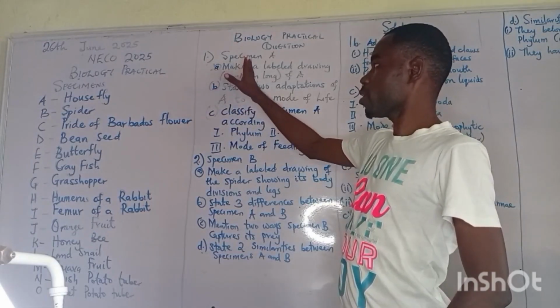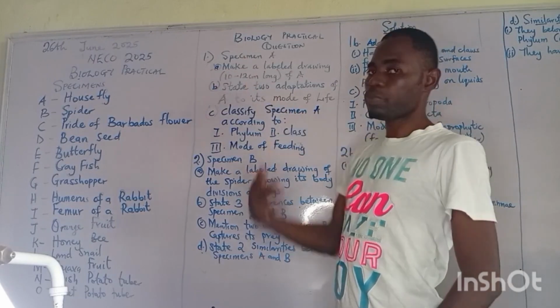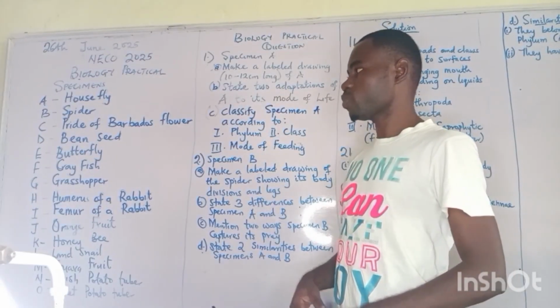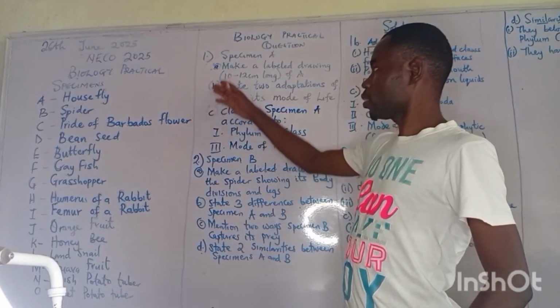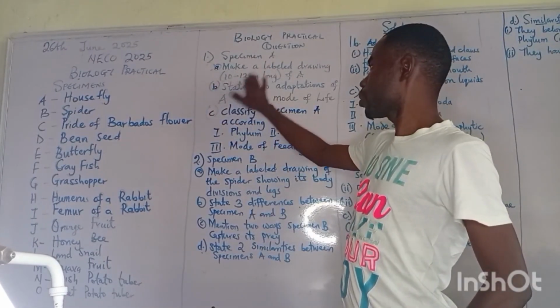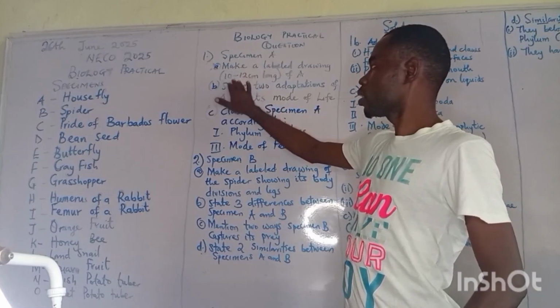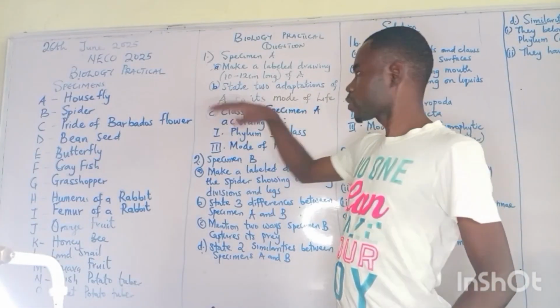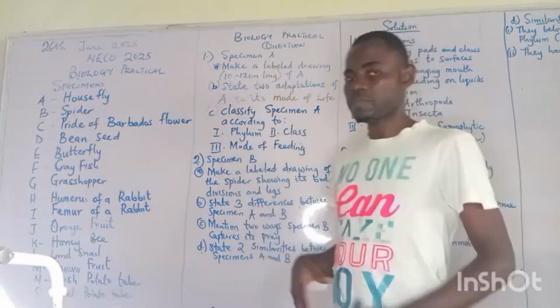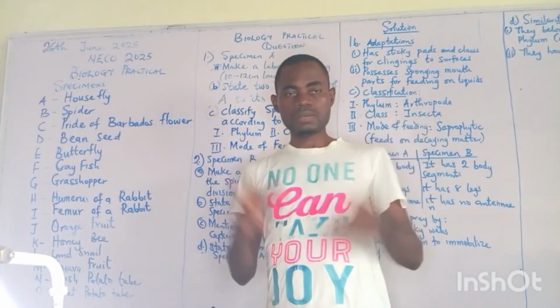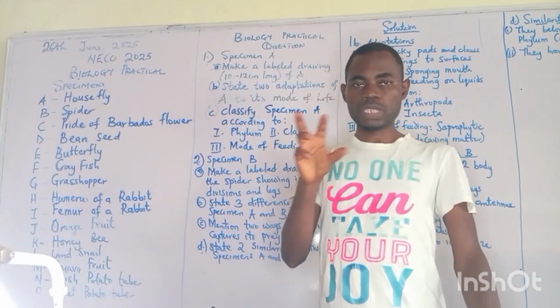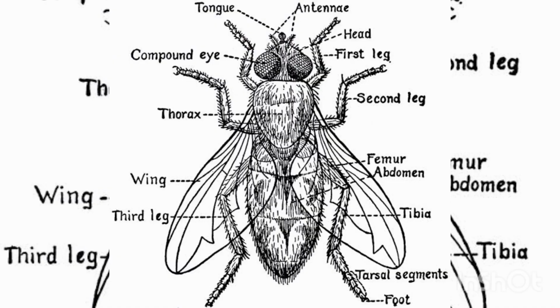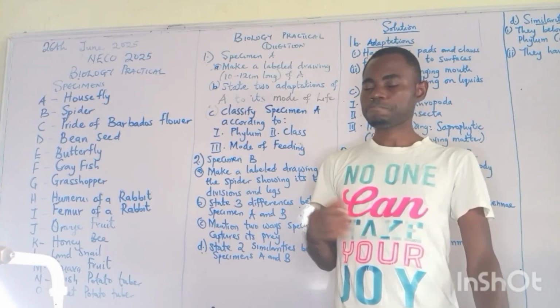Now on specimen A, what are the possible questions they can ask us, which is housefly? They will tell us to make a labelled diagram or a labelled drawing 10 cm to 12 cm long of specimen A. You will see the diagram on our screen as I'm speaking right now.